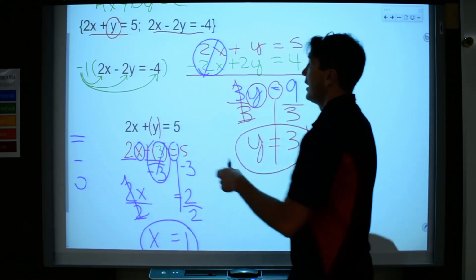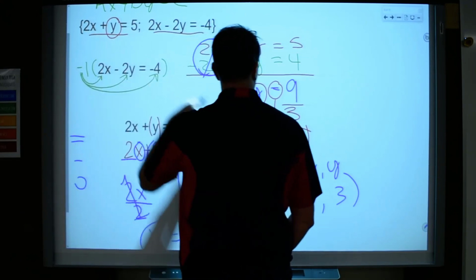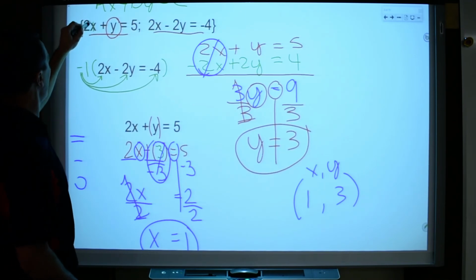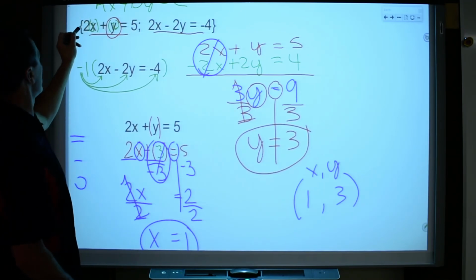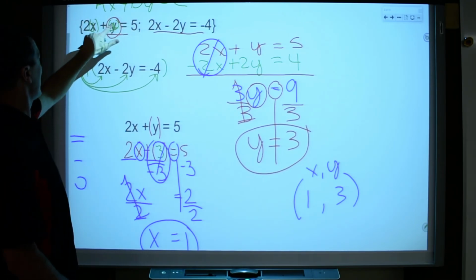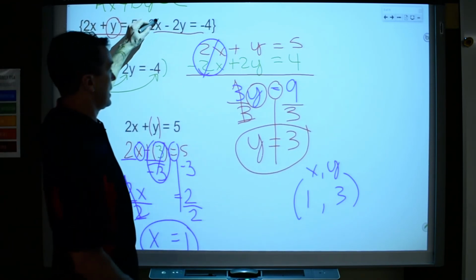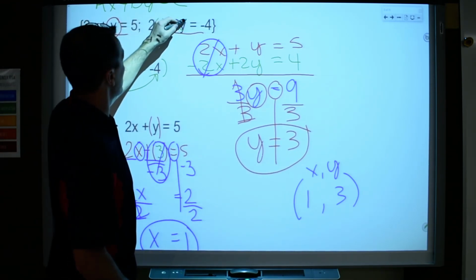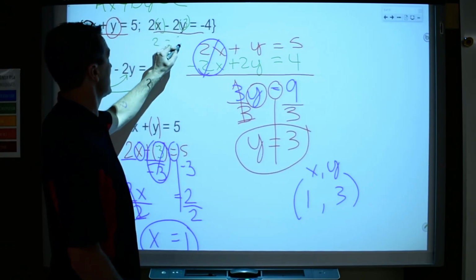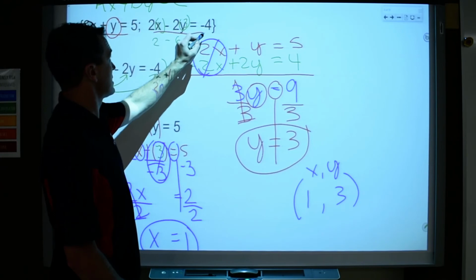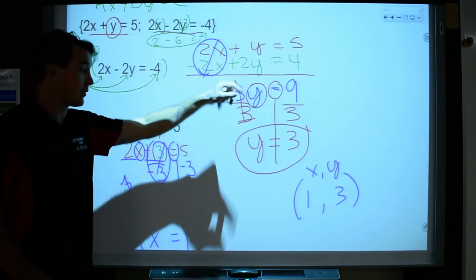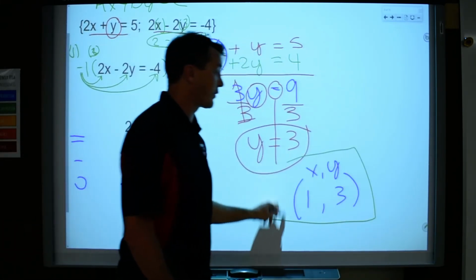I can check too. I can go back to the original equation and say, okay, if I substitute in, I should never say plug. If I plug in 1 for x and, excuse me, 3 for y, 2 times 1 is 2 plus 3, that's 5. That worked. If I substitute in 1 for x and 3 for y here, I get 2 times 1 is 2, and negative 2 times 3 is negative 6, and the 2 minus 6 is negative 4. So it worked for both of them. Even though I changed this problem by multiplying by negative 1, the solution still worked for both of them.